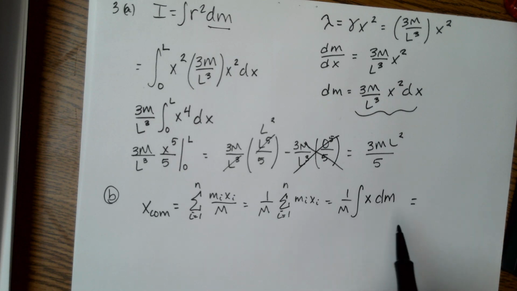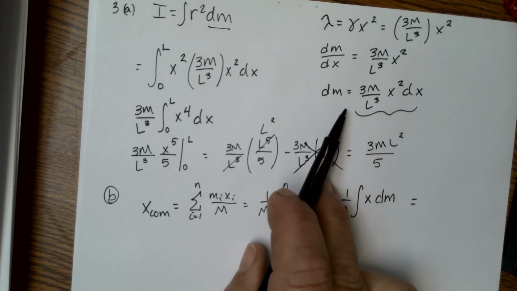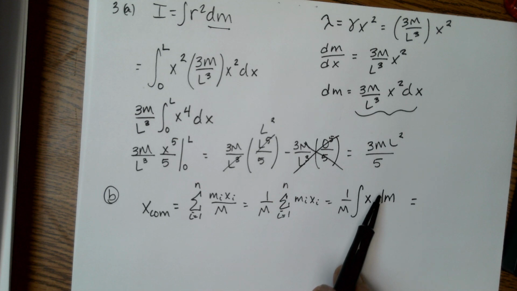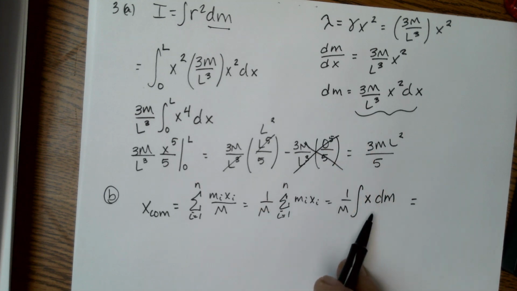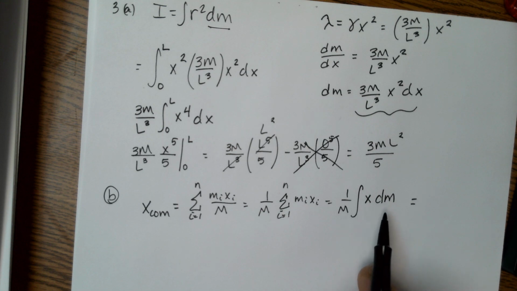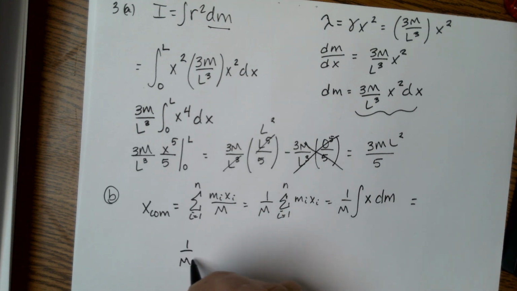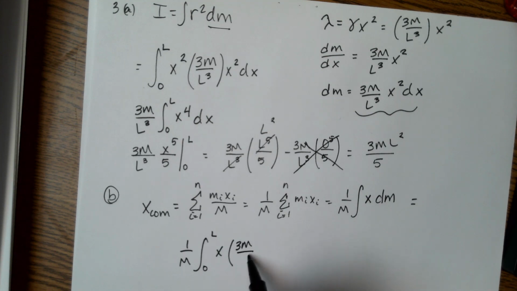So we're going to take that same dm that I solved for up here, and that's going to go in here. I'm going to use that again to make it where I can integrate, because I can't integrate x with respect to mass. I need it with respect to x. So I get 1 over m times the integral, and we're going to go from 0 to L, because that's how long our rod is, of x times dm, which is 3m over L cubed x squared dx.